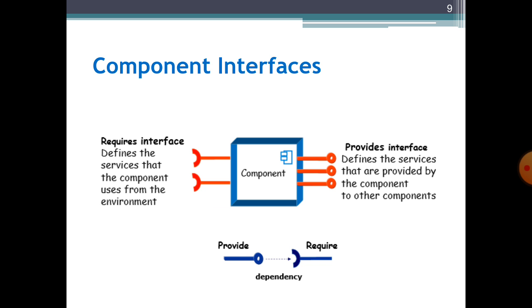API stands for application program interface. So it actually defines the method that can be called by a user of the component as well. So this provide interface actually defines the services that are provided by the component to other components as well. And this provide interface is actually represented by this closed circular loop as well. So this is a basic architecture of component interface.